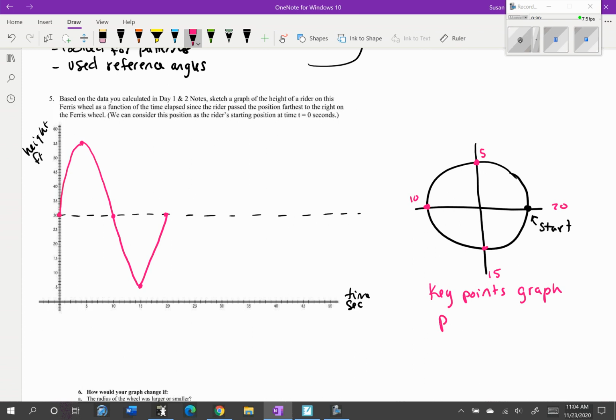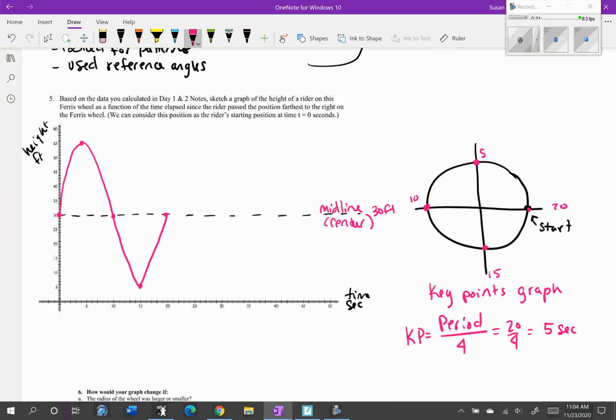And to get them, you take the period and divide it into 4 equal points. I'm going to use KP for key points. So in this case, 20 divided by 4 gives us every 5 seconds. Why do we call them key points? Because they're the maximums and they're also where you hit your midline. So this is, again, the midline, which is the center of the wheel, which was at 30 feet.